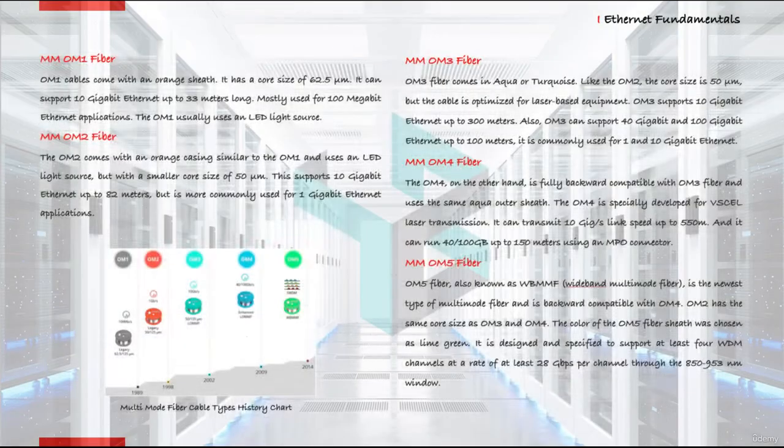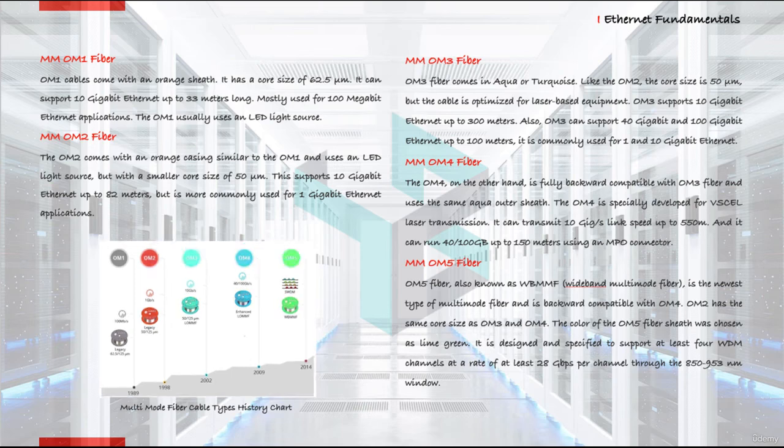Now let's look at OM1 multimode fiber first. OM1 multimode has a core size of 62.5 microns, can support 10 GB Ethernet up to 33 meters long, but is mostly used for 100 megabit Ethernet applications. OM1 usually uses an LED light source.